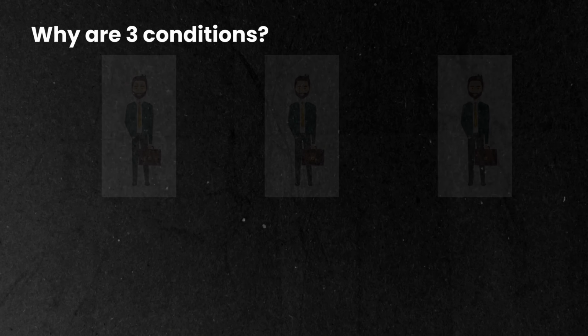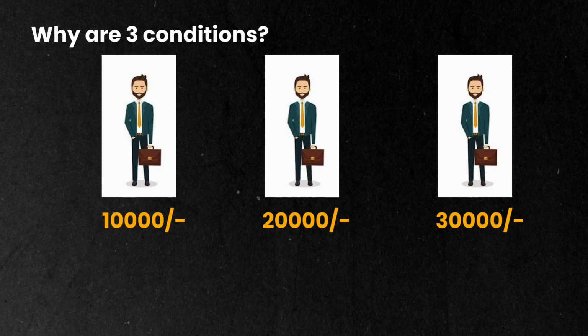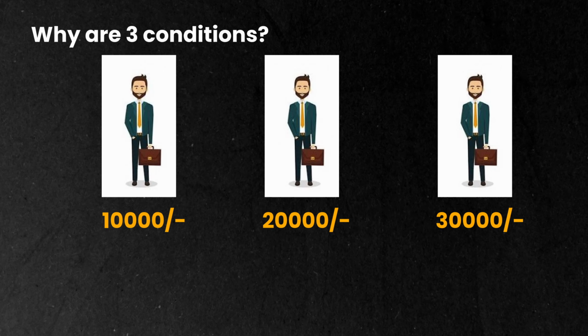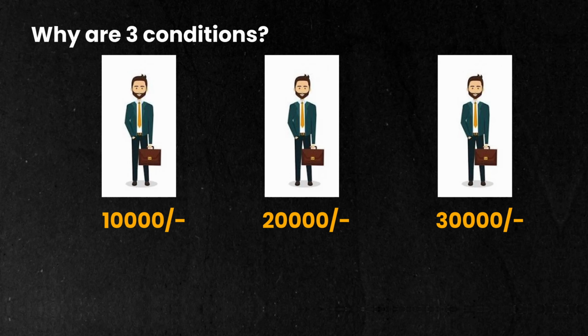Now let us see why there are conditions. Can every employee receive the same HRA and DA? The straight answer is no. Employees with different salaries receive different percentages. That is why the question gives three conditions.